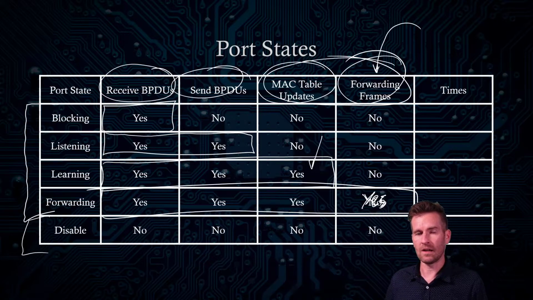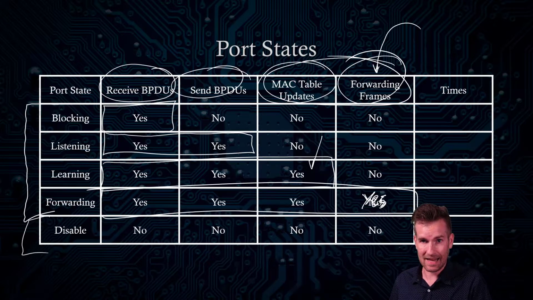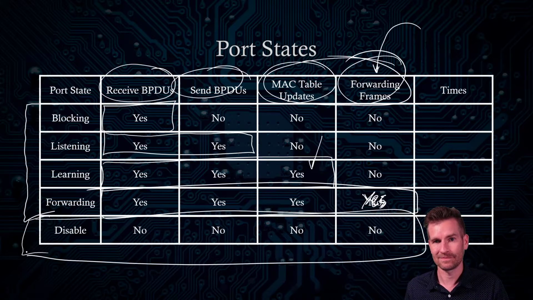And then if for some reason it needs to be an alternate route, for instance, it is a redundant link, then it will go into this disabled mode where it won't participate at all.